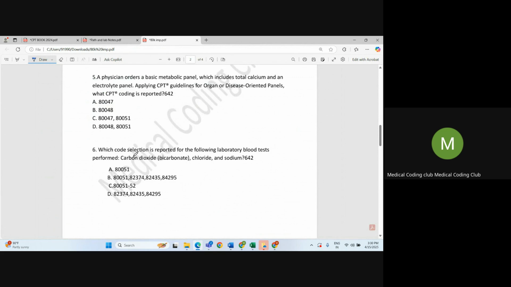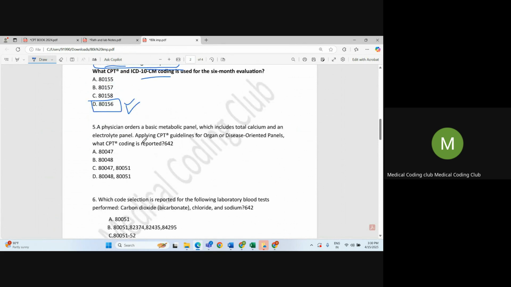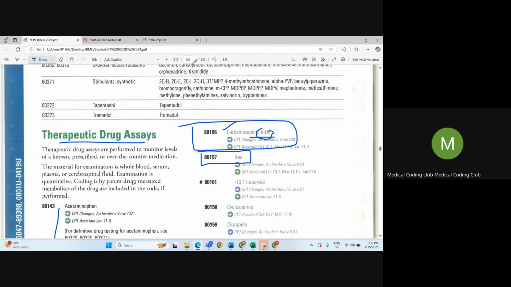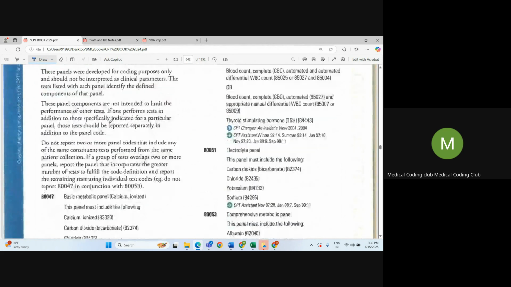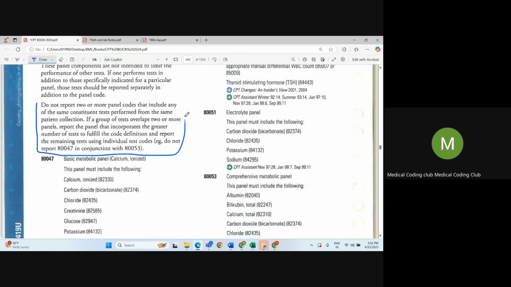So next question is regarding panel coding. The physician orders a basic metabolic panel which includes total calcium and an electrolyte panel. So applying CPT guidelines for organ or disease oriented panels, what CPT coding is reported? You are already aware of the basic coding guidelines we have for panel coding. So let's apply the coding guideline and we'll get the answer. This is the panel section, and you can see the coding guidelines for panels here.